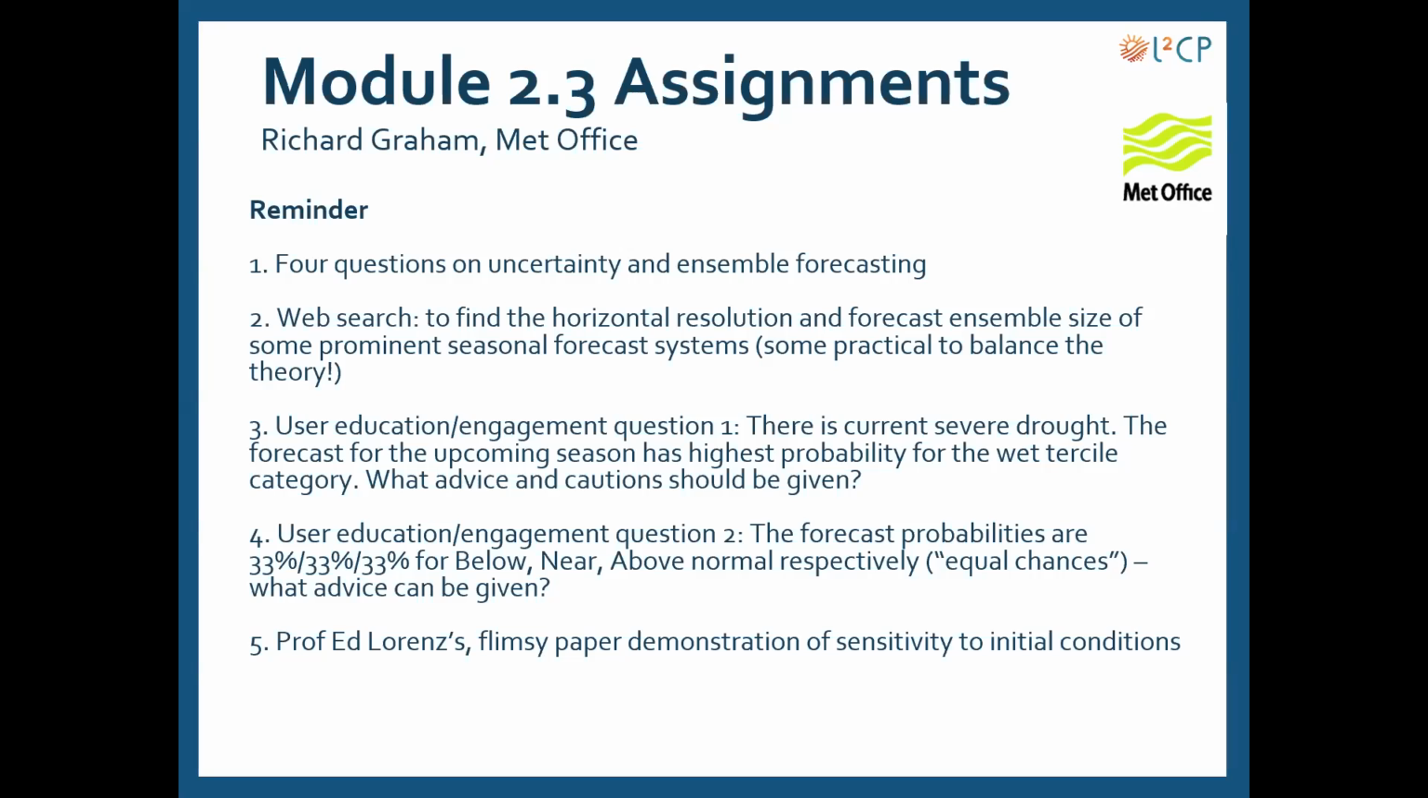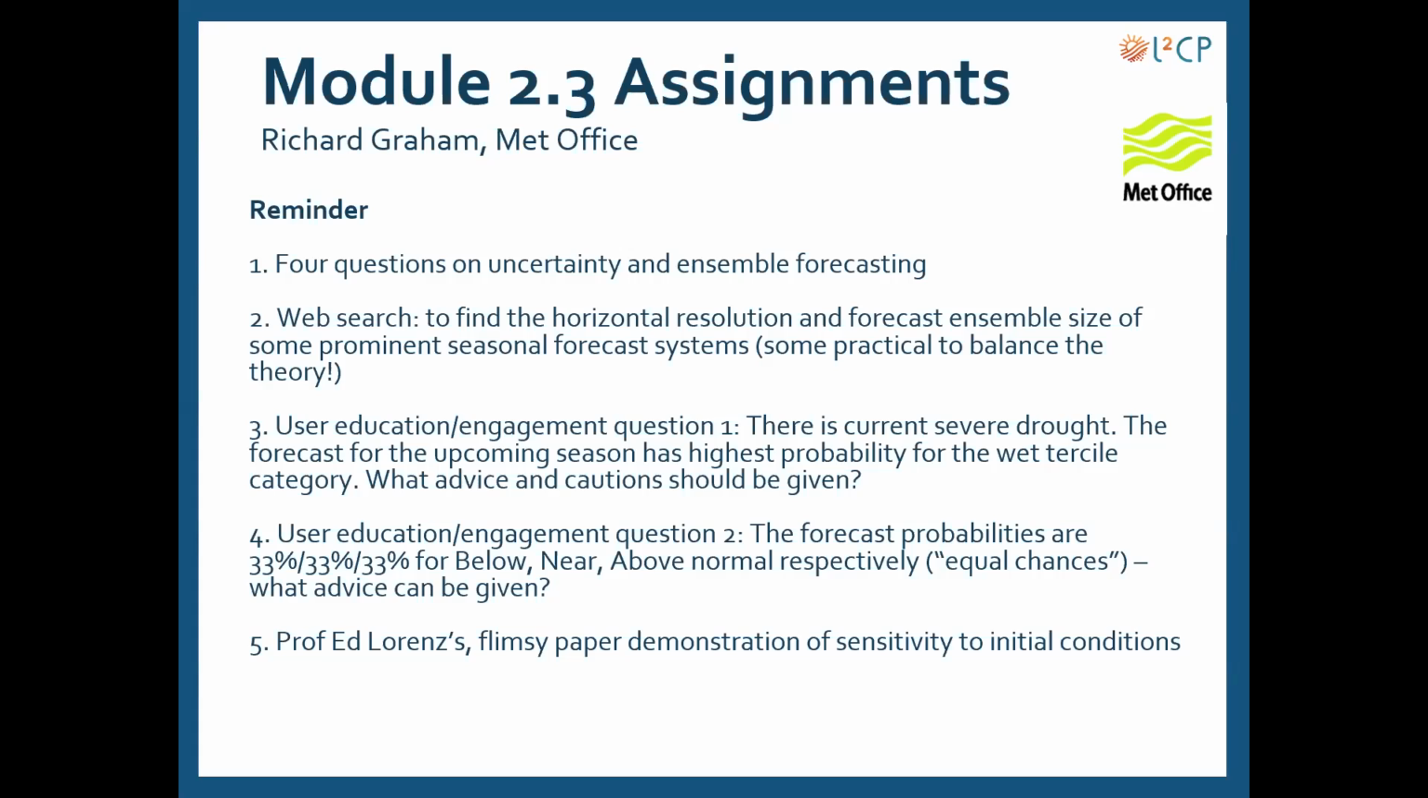This module, of course, was about the probabilistic nature of weather and climate information. So uncertainty is absolutely central to that. And we looked at ensemble systems, and then there was a little bit of practical, to come out of theory and look at some actual systems to find the horizontal resolution of a few systems and also the forecast ensemble size. That was assignment 2.